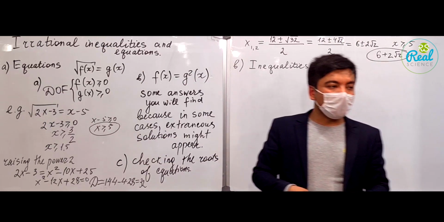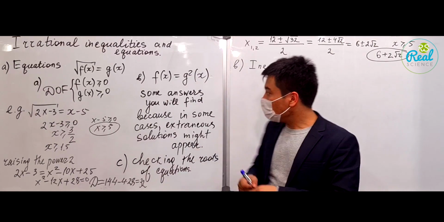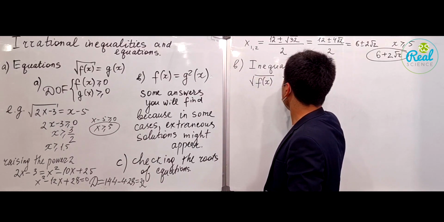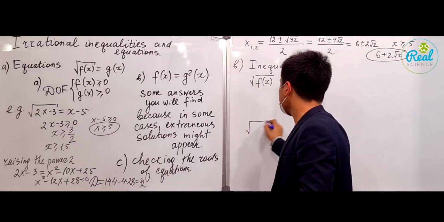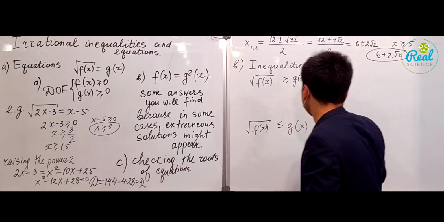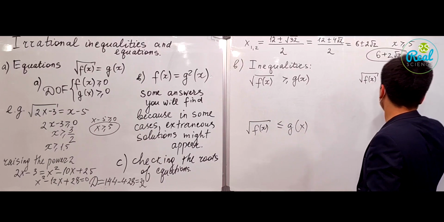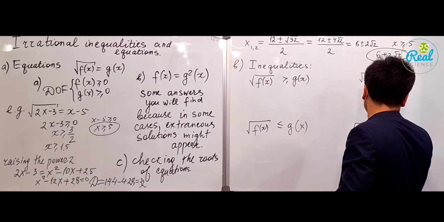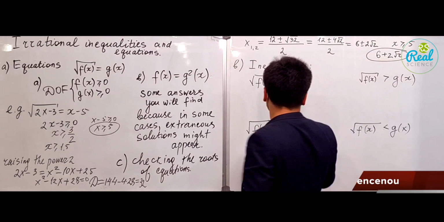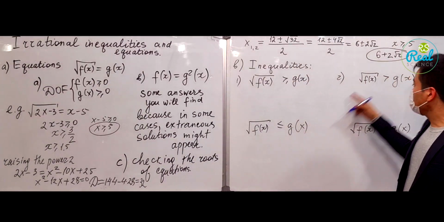And students, now we have to move on to irrational inequalities. Irrational inequalities can be: f(x) greater than or equal to g(x), f(x) less than or equal to g(x), f(x) greater than g(x), f(x) less than g(x). As you can see, students, here the first type, here the second type, non-strict and strict.